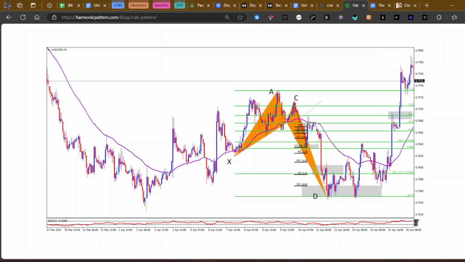Now, let's talk about Fibonacci ratios. These are the backbone of the crab pattern and are crucial for determining entry points and predicting price movements. Fibonacci ratios help us measure retracements and price projections, and in the case of the crab pattern, they give us specific levels to watch for.